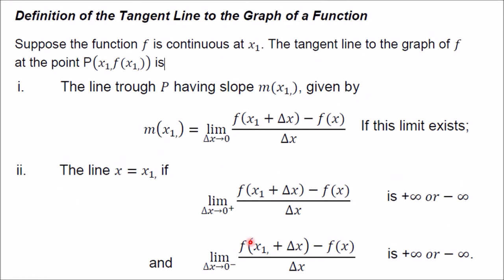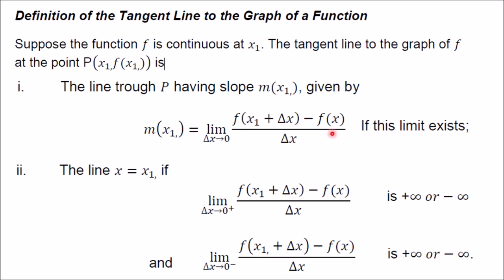Nandito yung ating definition ng tangent line to the graph of a function. Suppose the function f is continuous at x sub 1. The tangent line to the graph of f at the point x sub 1 and f of x sub 1 is, first, the line through P having the slope m given by this formula. M of x sub 1 is equal to the limit as delta x approaches 0 of the expression f of x sub 1 plus delta x minus f of x all over delta x, if this limit exists.